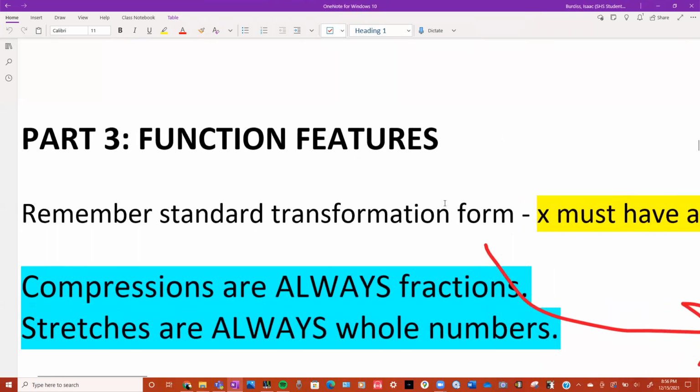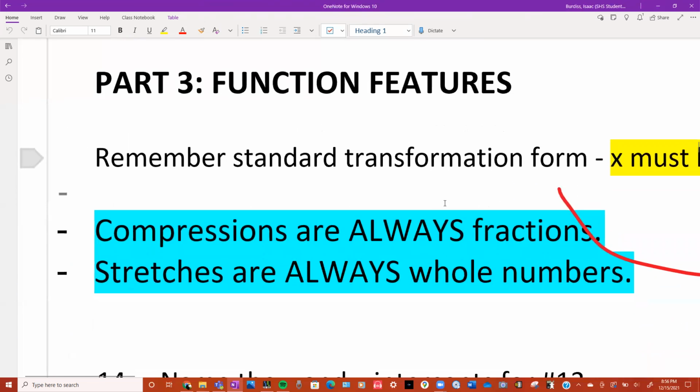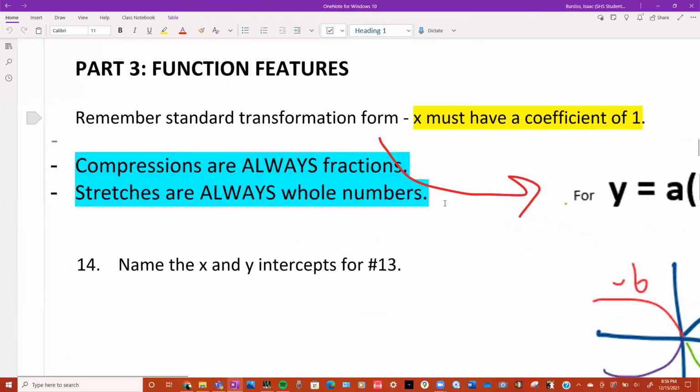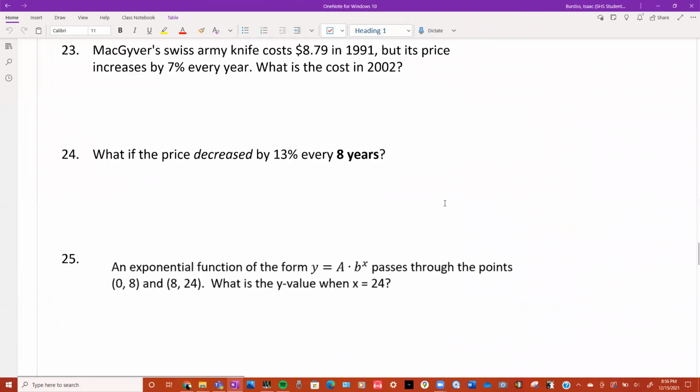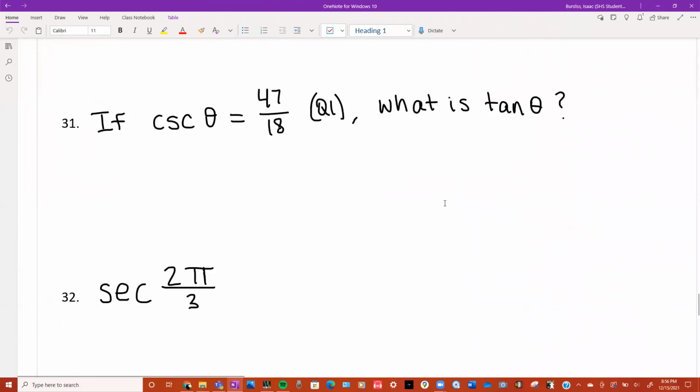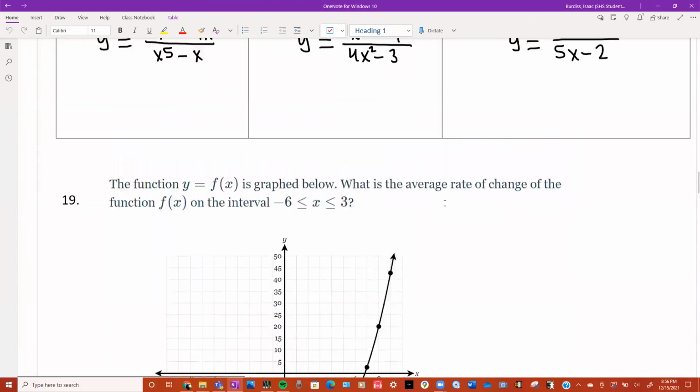All right, function features. This is the one that is going to be the longest. If you thought the other ones were long, then this one definitely is. Luckily, the next ones are exponential, then logarithms, and then trigonometry, which are not as long, really.